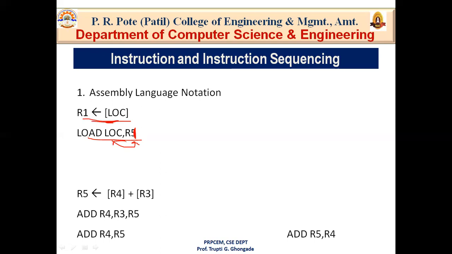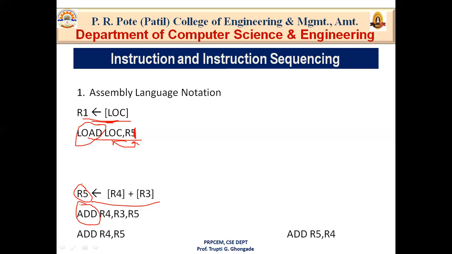So basically what this means: load the contents of LOC to R1, and when we are denoting this as R4 plus R3 and storing the result into R5, we can simply write it in assembly language notation as add R4, R3, R5. So this add and load, these are called opcodes. Both of these are called opcodes.